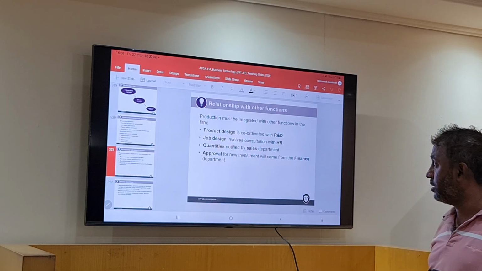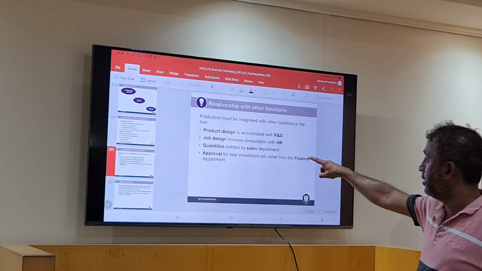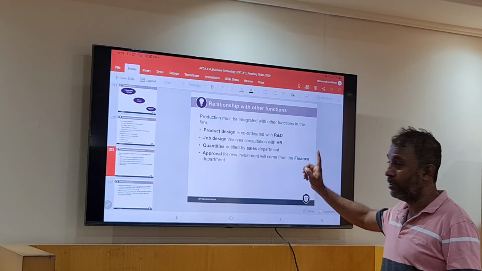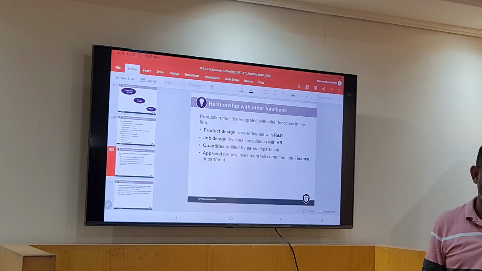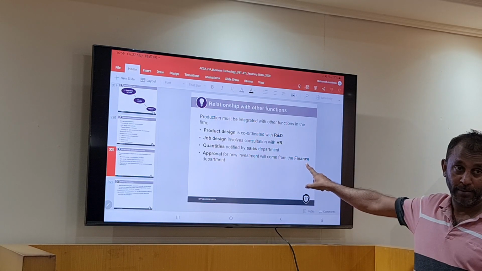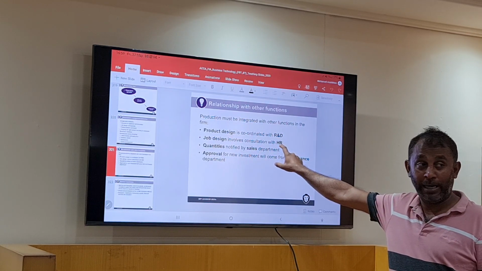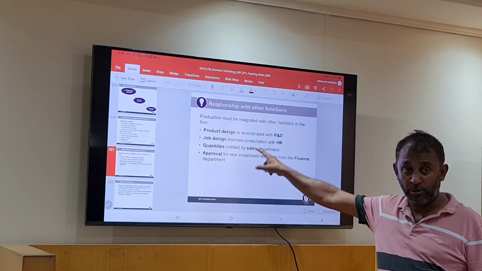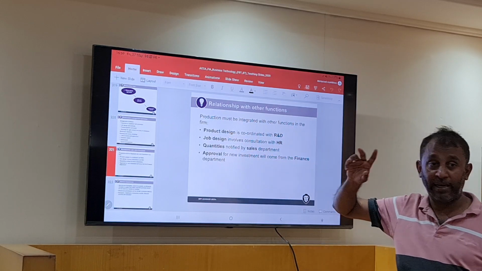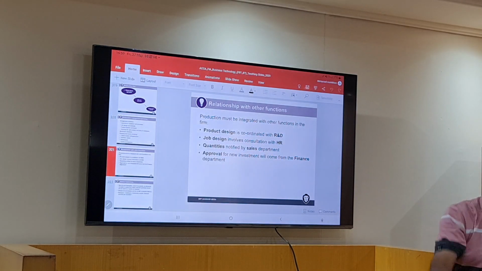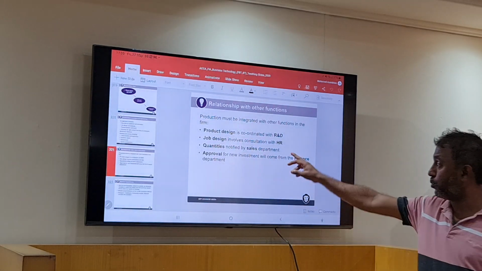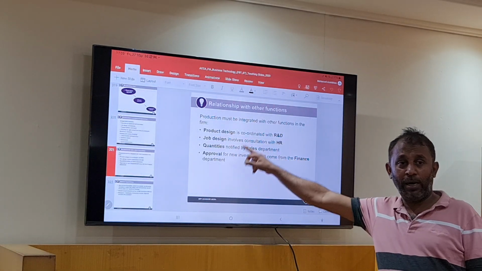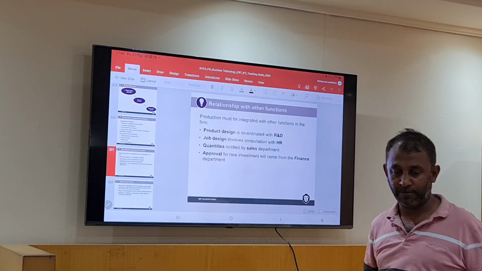Relationship with other functions. Production must be integrated with research and development, HR, sales and finance people. If you are not integrated well, production will be in a difficult scenario. If you don't get the finance on time, you will be in trouble. If you don't get the people as you wanted, you will be in trouble. If you are not able to sell all that you produce, you will be in trouble. And if you are not finding out what type of product you need to produce, again, you are unable to put that into the market. So all are interconnected and integrated.